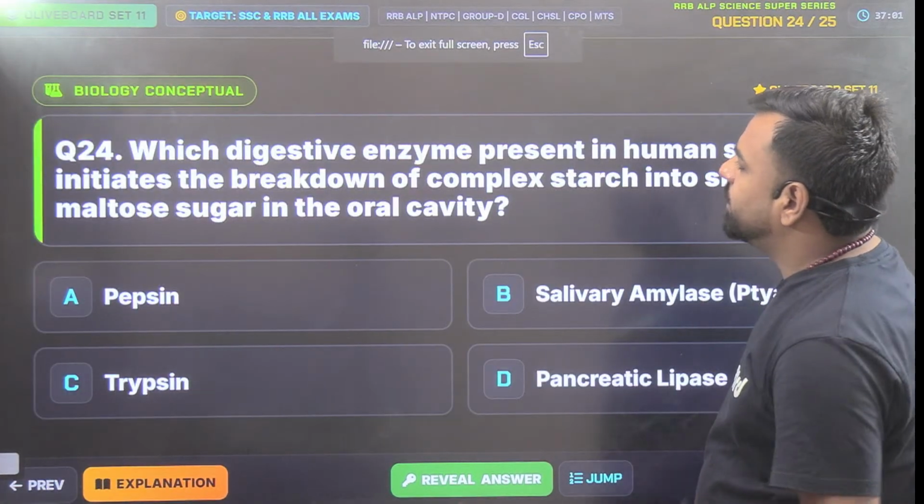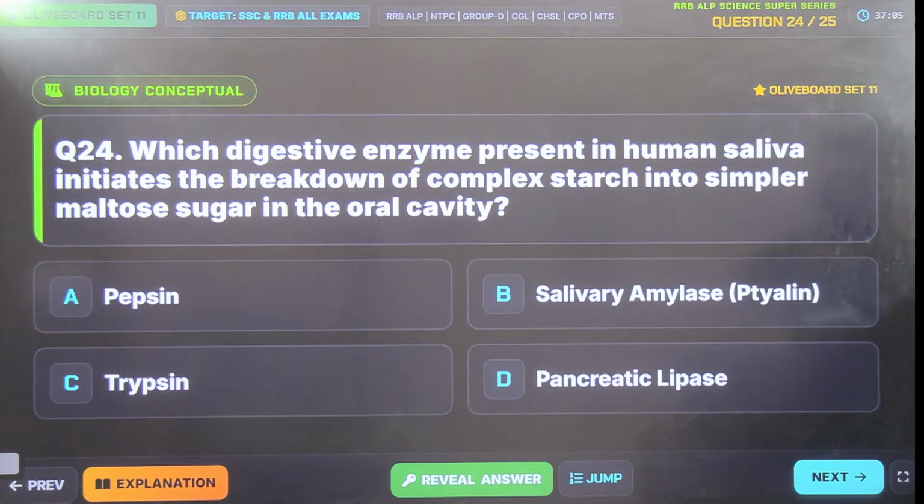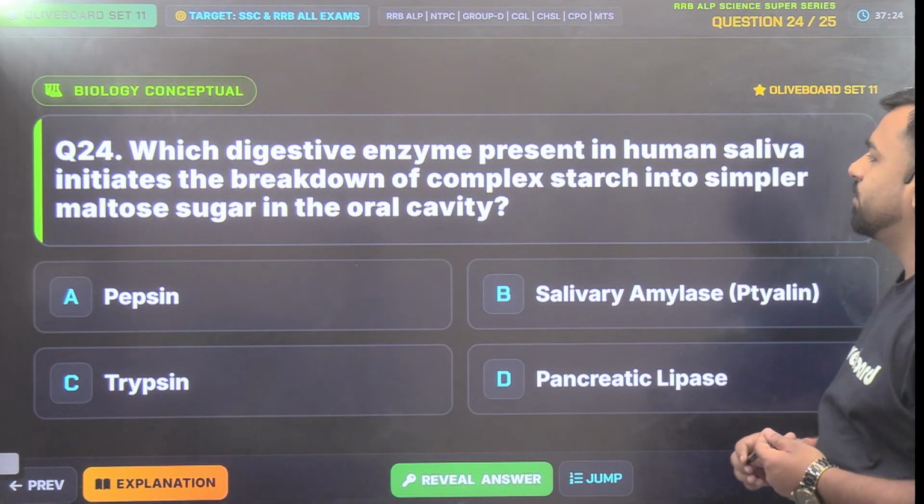Next, which digestive enzyme present in the human saliva initiates the breakdown of complex starch into simpler maltose sugar in the oral cavity? Is it pepsin, salivary amylase, trypsin, or pancreatic lipase? What should be the answer for the same? Which digestive enzyme present in the human saliva helps in the breakdown of complex starch?